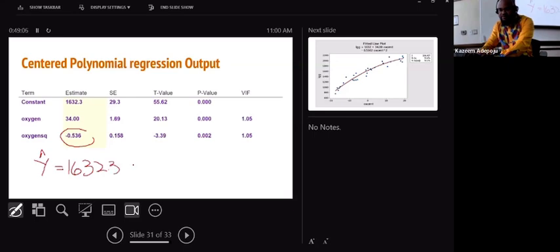So you're going to write 1,632.3 plus 34. Because of my time, let me just write 34. Then I'm going to write X, but I'm going to put a star. Can you see that? Then minus 0.536, then I'm going to put S star squared. But here I'm going to specify what my S star represents. My S star represents X minus X bar. Have I answered your question now?